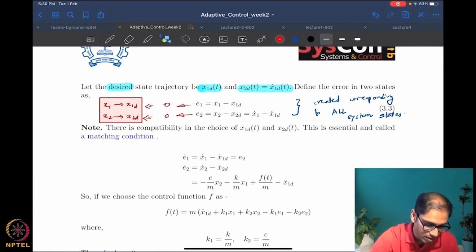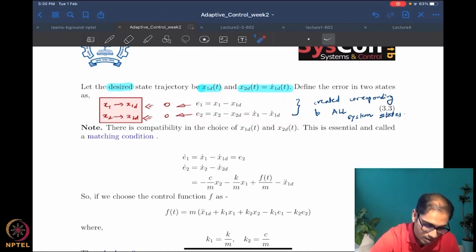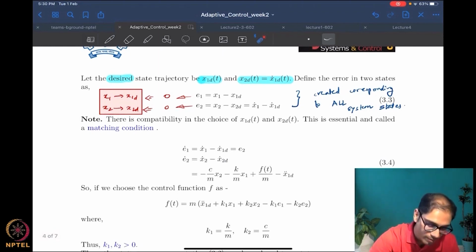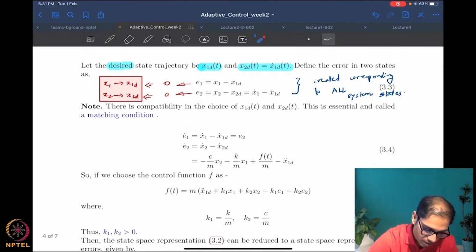Great, excellent. Once I have these error variables, what's the deal? I want to identify the dynamics or the evolution of these error variables. Until now I had dynamics of x1 and x2, but now I want dynamics of E1 and E2. How do I do that? Just take the derivative, because I have the dynamics of x1 x2, and if I want the dynamics of E1 E2, I just take the derivative of E1 and E2. That's what I do here. E1 dot is just x1 dot minus x1 desired dot.